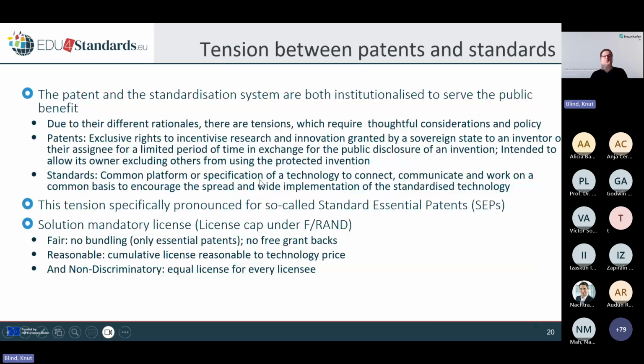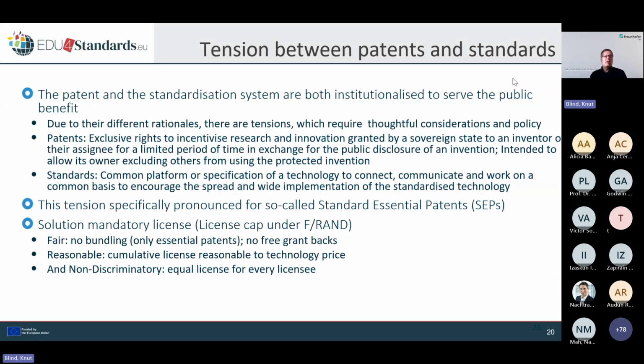So, now the tension, a little bit more elaborated. It means there are different rationales for the patent systems and the standardization system. The patent system is really created to incentivize research, and it's created by a state for a specific time, and the price you pay is you have to disclose your invention. But you can then ask others to pay your licensing fees if they want to have that.